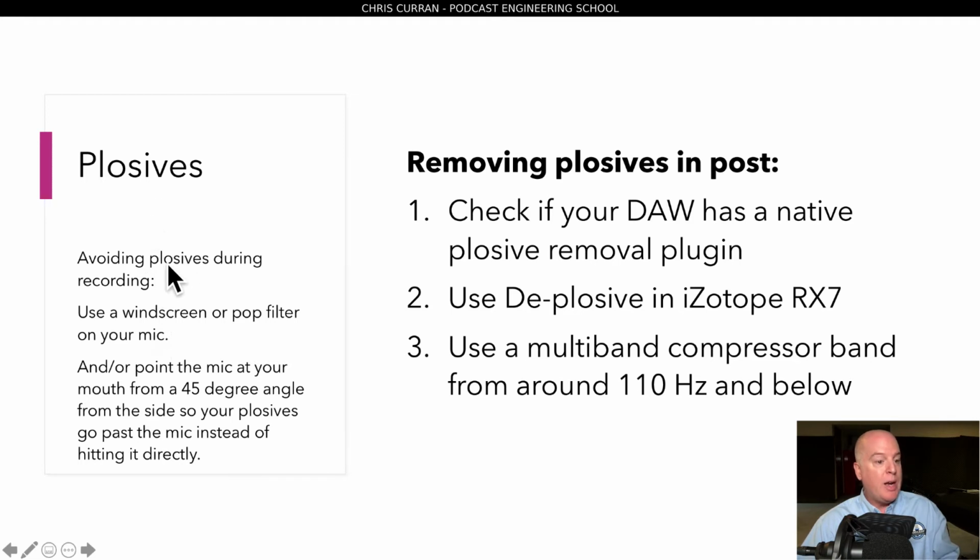So to avoid them, you can use a windscreen or a pop filter on your mic. That helps avoid plosives. Or you can point the mic at your mouth from a 45-degree angle from the side, so your plosives actually go past the microphone instead of hitting it directly. So those are two ways to avoid plosives. If you have to remove them, you can check if your DAW has a native plosive removal. There's a de-plosive in iZotope RX7, which I didn't show you, but I could show you now.